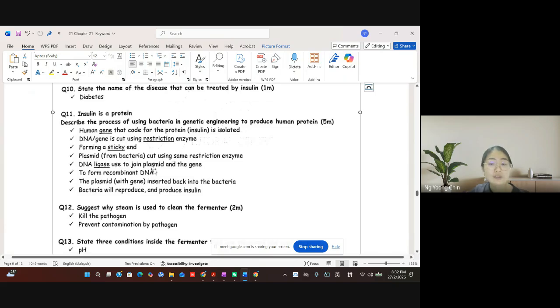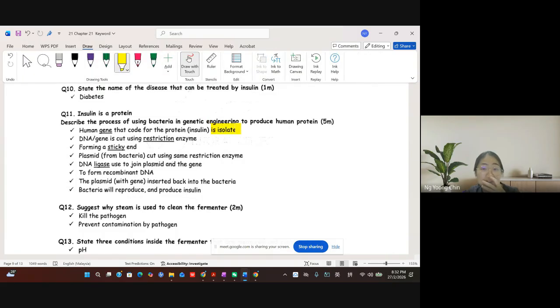Okay, for this one, describe the process of using bacteria in genetic engineering to produce human protein. So the process is you should first isolate your gene, the human gene. Then you cut the gene with the enzyme, the bacterial enzyme.